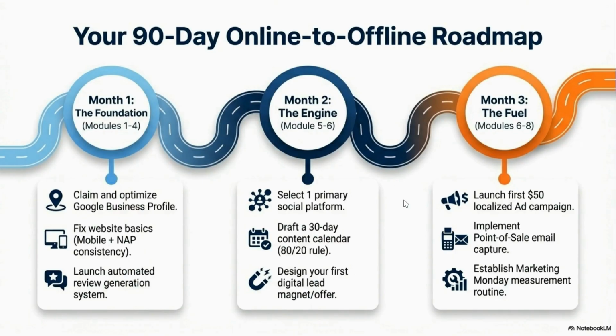Okay, month one, register your business on Google. You can get your website, you can launch your website too, and then launch your automated review generation system. Okay, immediately a customer buys from you, let them get the link to rate you on Google. Okay, this also encourages people to want to visit you, because people want to buy things that are authentic. Nobody wants to be scammed.